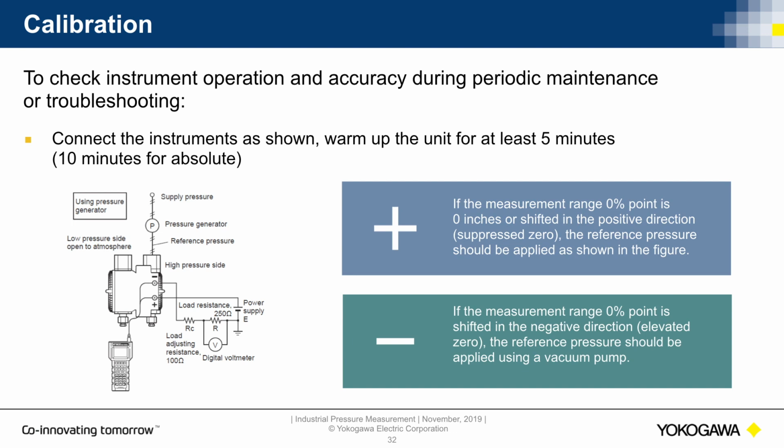And then you're using some type of device to measure that output and make sure it corresponds to the pressure being supplied. So depending on your range, if you have a suppressed zero or the zero shifted in the positive direction, you can have this configuration where you're supplying pressure to the high side. If you have an elevated zero or the zero points shift in the negative direction, you want to use the same configuration, but that reference pressure should be using a vacuum pump.